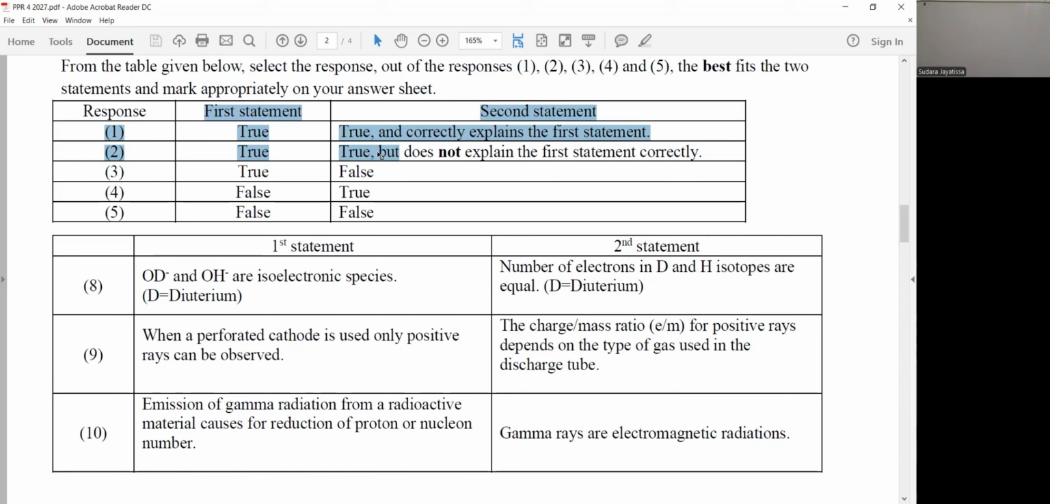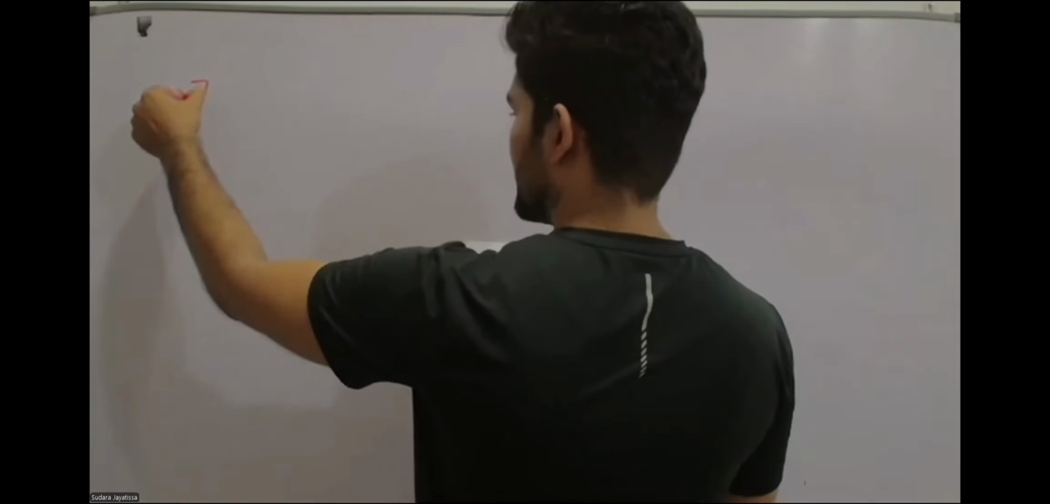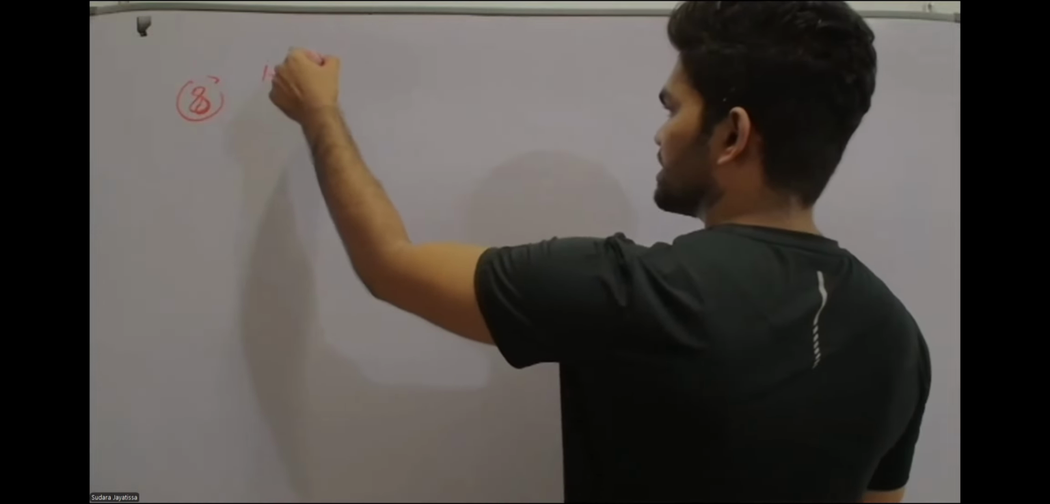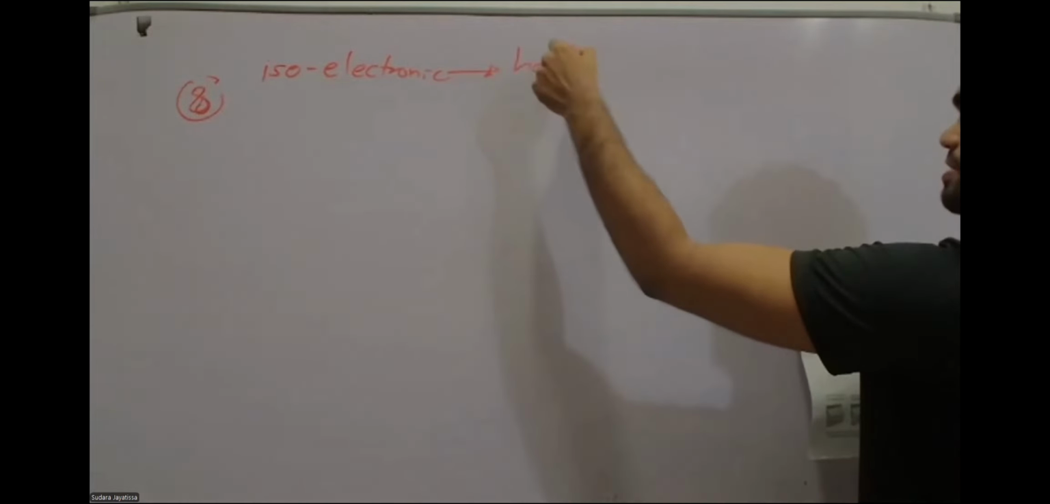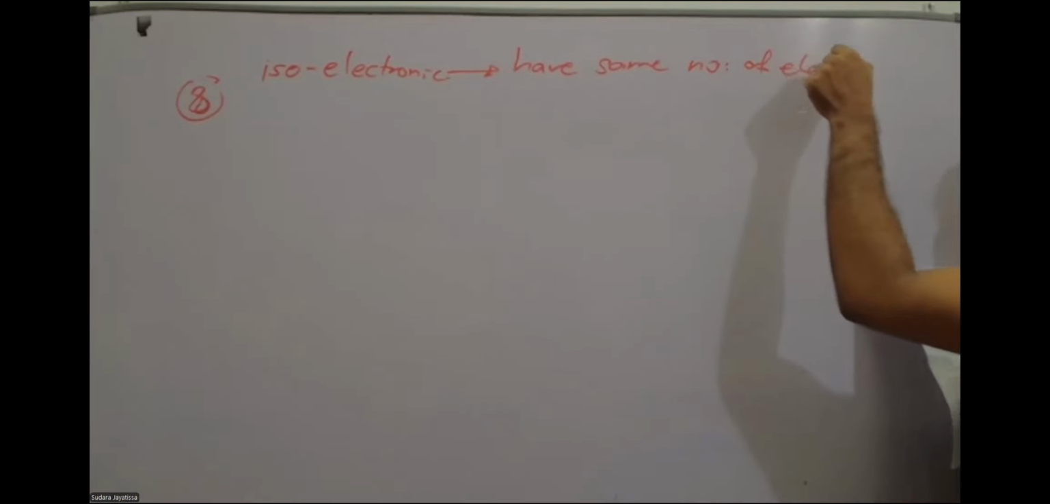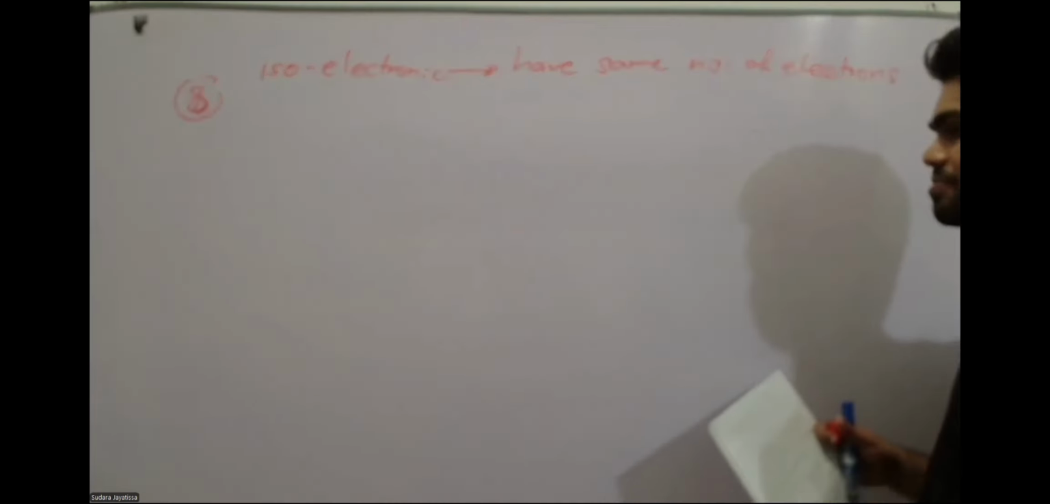Now quickly see what the first statement is telling. OD minus and OH minus are isoelectronic species. First of all, define what isoelectronic species are. Isoelectronic means having the same number of electrons. Same number of electrons are there. So let's see whether that is true.